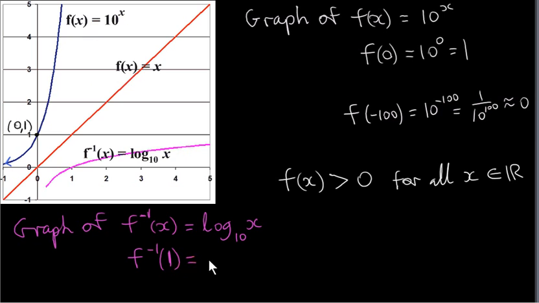Let's work this out at x equals 1. Well, you've seen this already. This is log to the base 10 of 1, which is 0, because 10 to the power of 0 is 1. So when x is 1, y is 0 for this function here.